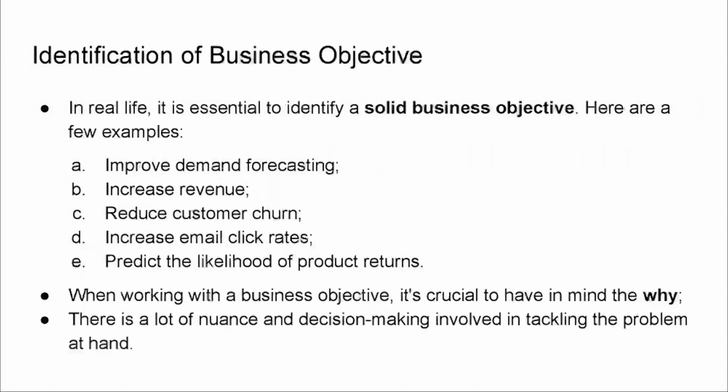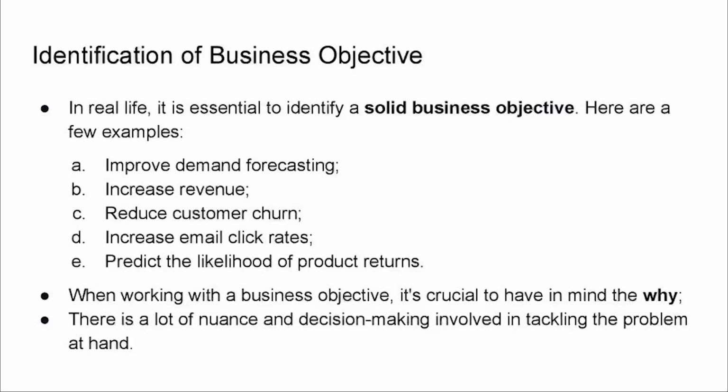As already discussed, most real-world data science problems are not as straightforward as those found on Kaggle. Sometimes we receive a goal from a stakeholder without a well-defined dataset or metrics. Other times, we've identified a problem on our own that could be solved using data. In both cases, it is vital to identify the business objective. Here are a few examples. Improve demand forecasting, increase revenue, reduce customer churn, increase email click rates, predict the likelihood of returns.